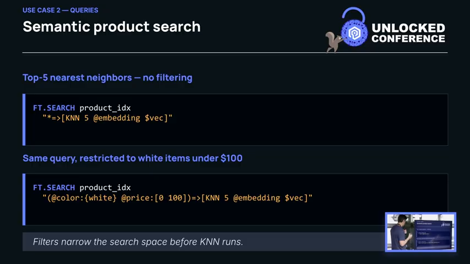The second example is a little bit more complex, but it incorporates a filter and a vector search. Instead of the star, we are actually constraining the data set that the vector search operates on to the products with the color white, and the price range is up to 100.